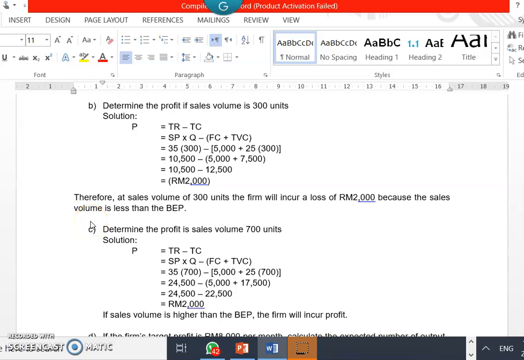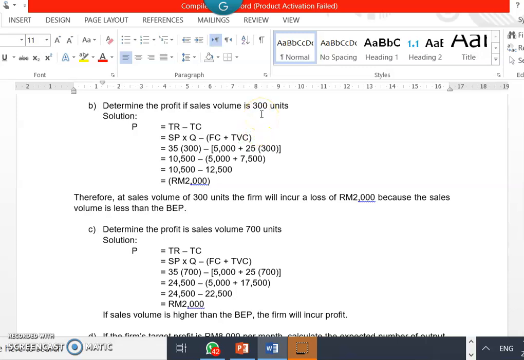Okay, continue with the second question. Part B: determine the profit if sales volume is 300 units. So now we want to know the profit. Profit is total revenue minus total cost. So we have the information on selling price, fixed cost and total variable cost.